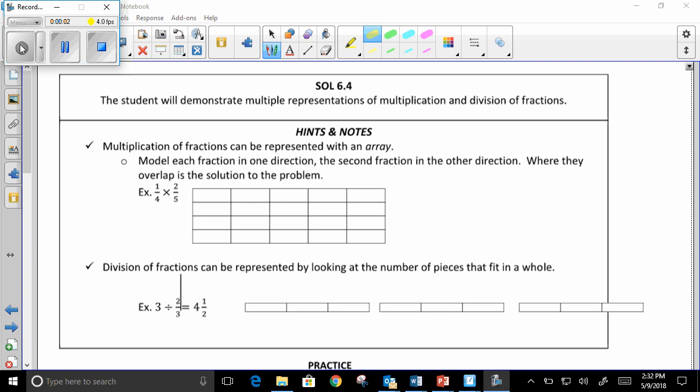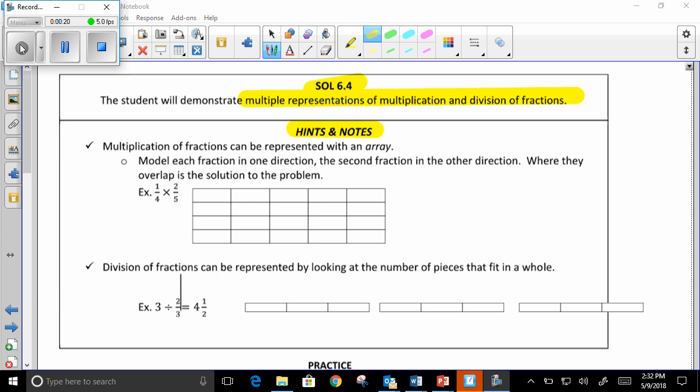Okay, so welcome back to Mrs. Sell's SOL Review booklet. Today we're going to talk about SOL 6.4, which is demonstrating multiple representations of multiplication and division of fractions. I have the hints and notes here.